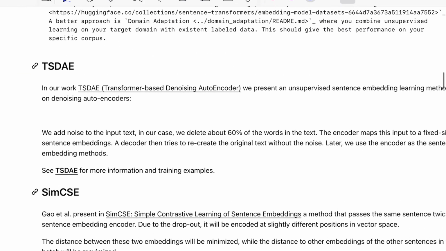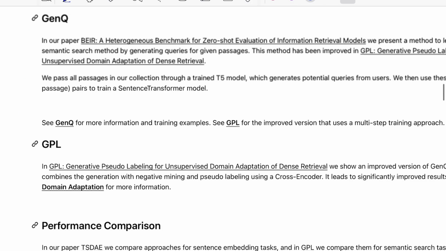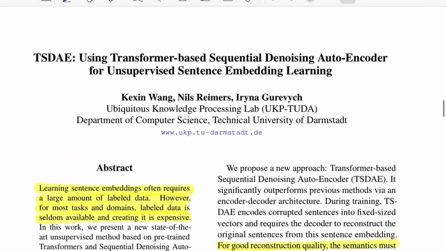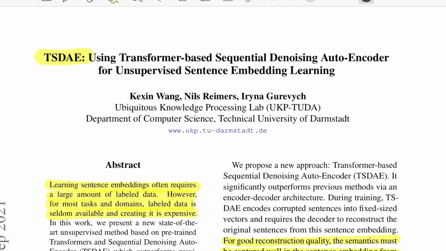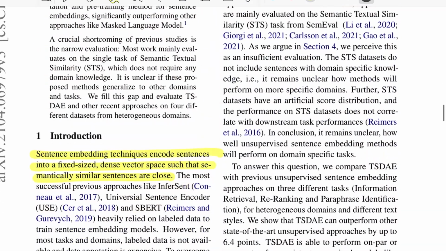Okay, so the first one is TSDAE. In this video, I'll just be focusing on this method, and the remaining methods will follow in the next videos. Okay, so let's jump onto this paper. So yeah, TSDAE stands for Transformer-based Sequential Denoising Auto-Encoder for unsupervised sentence embedding learning. This is from researchers from the Ubiquitous Knowledge Processing Lab at the University of Darmstadt. So with all the motivation that we talked about, why do we need an unsupervised way of learning these sentence embeddings? Let's directly jump onto the architecture that they propose.